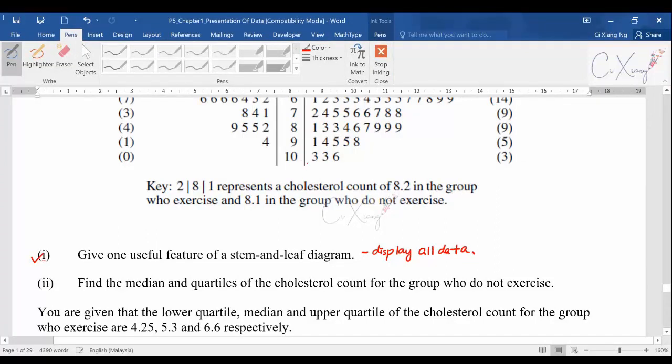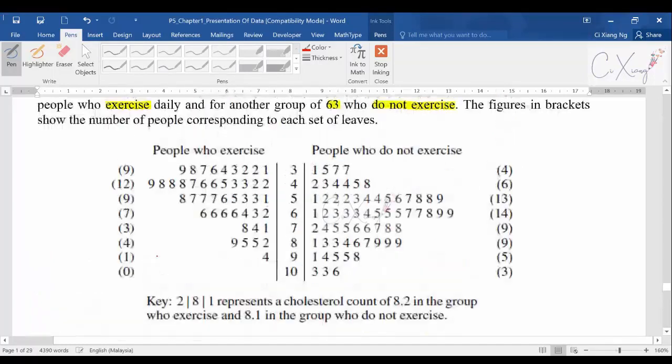Okay, because all the original data you can see from the stem plot. Secondly, find the median and quartile of the cholesterol count for the group who do not exercise. I believe that you learned this before. For the group who do not exercise, it means under this part. So you want to calculate and get the mean and median and also the Q1, Q3 for this set of data. So how should you do it?